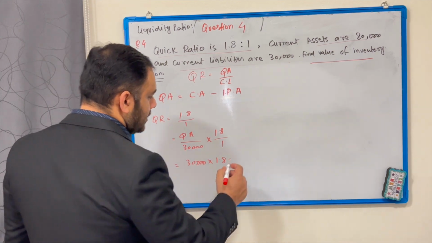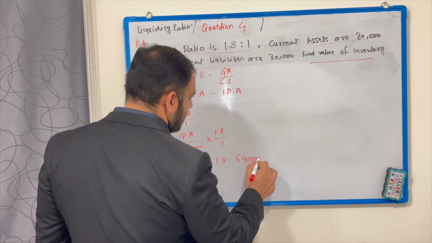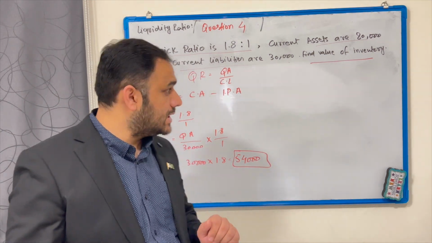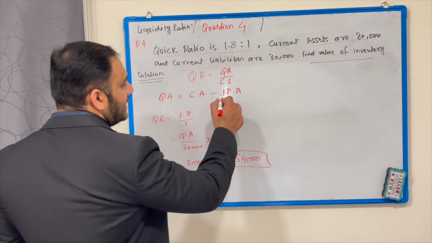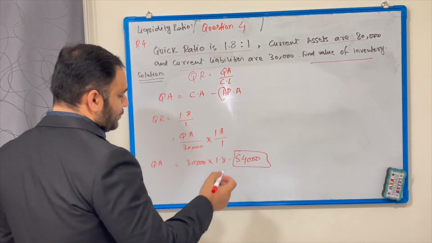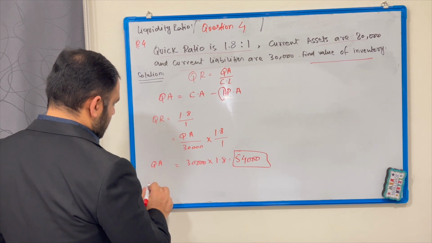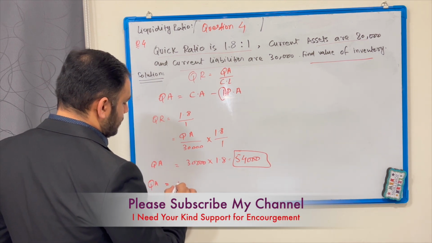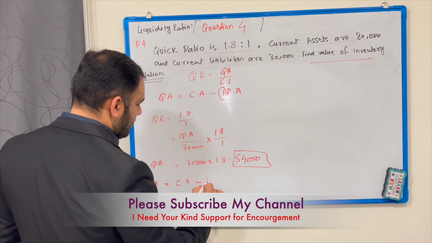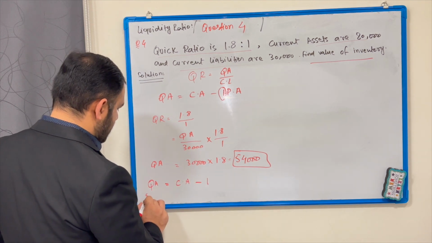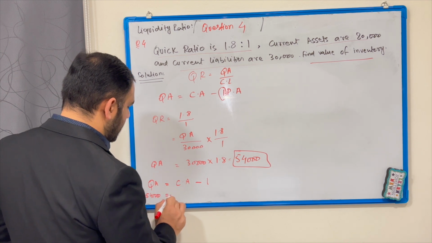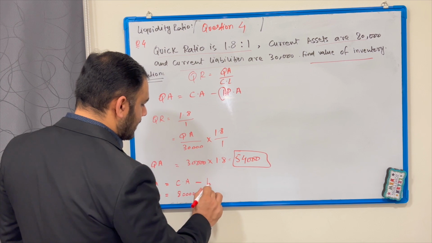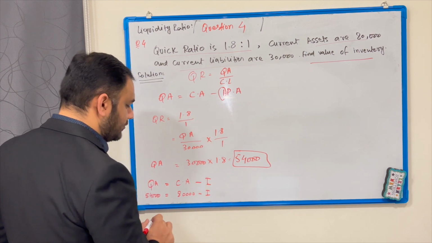54,000. So here we can say we have quick assets of 54,000. What we need to find? We need to find the inventory. Okay, so we can put the formula here. Quick assets equals current assets minus inventory. Quick assets are how much? 54,000 equals current assets are 80,000 minus inventory, which is not given. It is what we need to find.